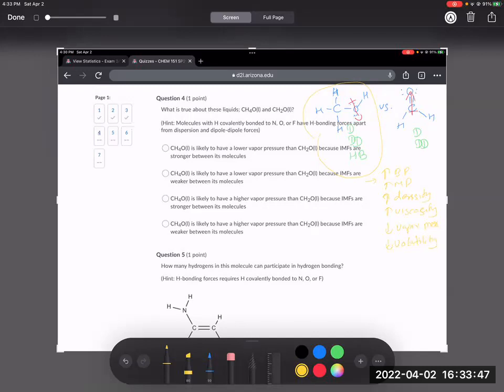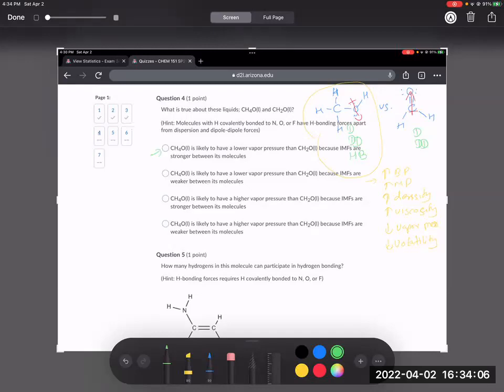Okay, so now when we look at the answers, the first option says CH4O is likely to have a lower vapor pressure. That is correct. Then CH2O, because IMFs are stronger between its molecules. So certainly the first option seems to be the correct option. Let's read the other ones as well.